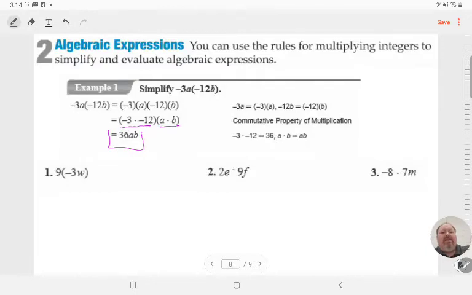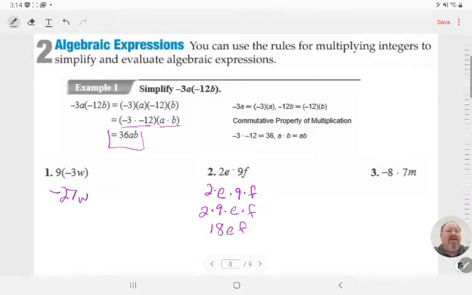All right, let's see how you did. 9 times negative 3 times w. So 9 times negative 3, one's positive, one's negative, so the answer is negative 27w. Okay? And then we have 2e times 9f. That would be like saying 2 times e times 9 times f. Then we could use our commutative property of multiplication and say 2 times 9 times e times f. 2 times 9 is 18ef.